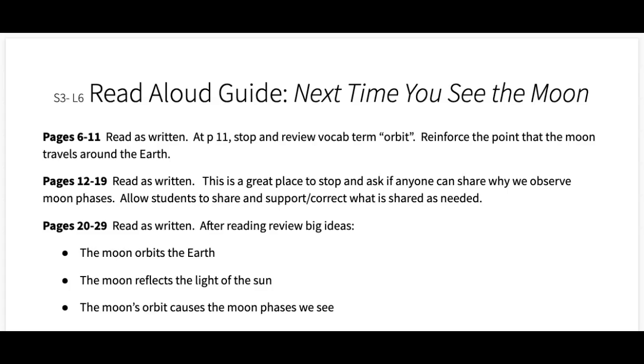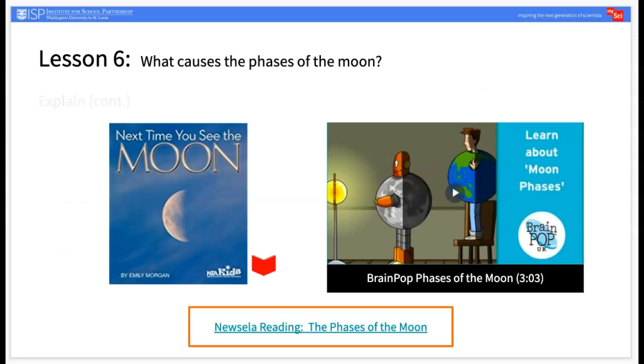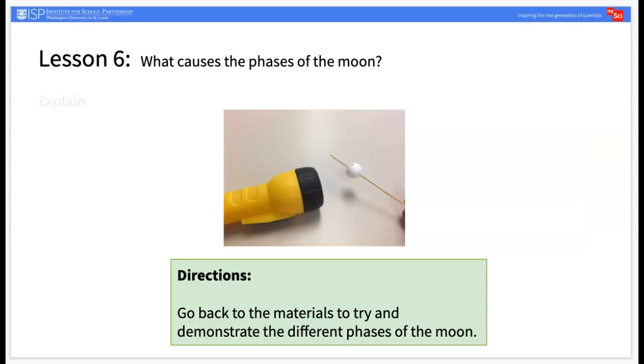The Read Aloud Guide can be used to review the big ideas for the lesson, including that the moon orbits the Earth, the moon reflects the light of the sun, and the moon's orbit causes the moon phases we see. For additional information, students will watch a video and read an article about why the moon changes shape. Students should again be given an opportunity to return to their models and refine them, using the newly obtained information.